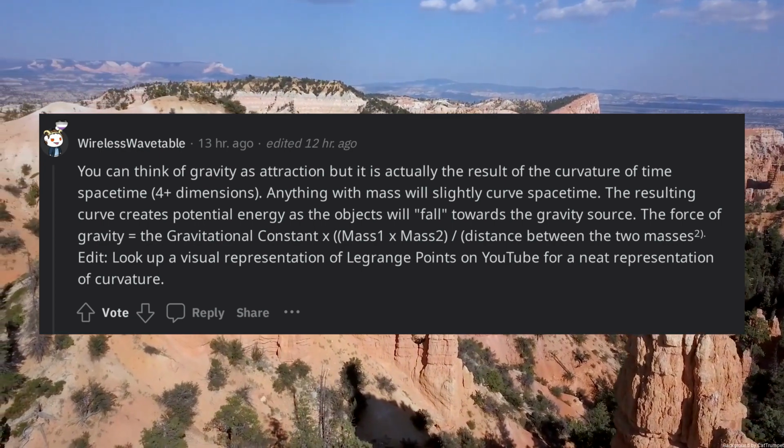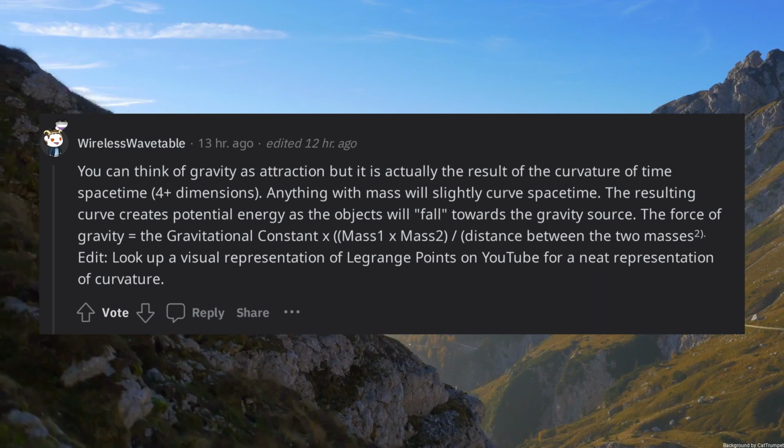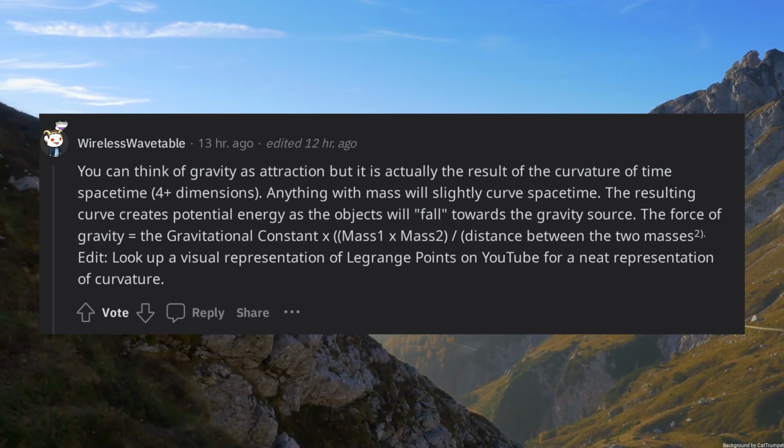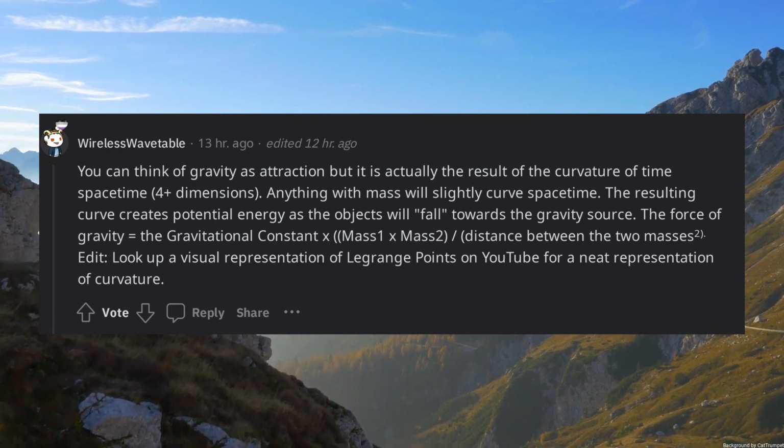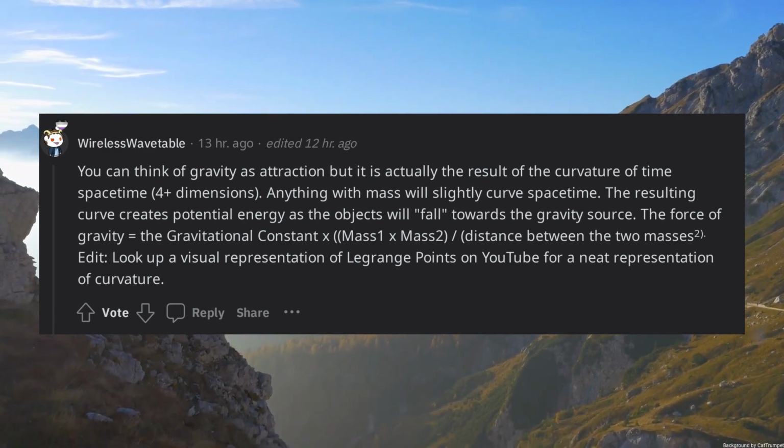The force of gravity is the gravitational constant times mass 1 times mass 2, divided by the distance between the two masses squared. Edit: Look up a visual representation of Lagrange points on YouTube for a neat representation of curvature.